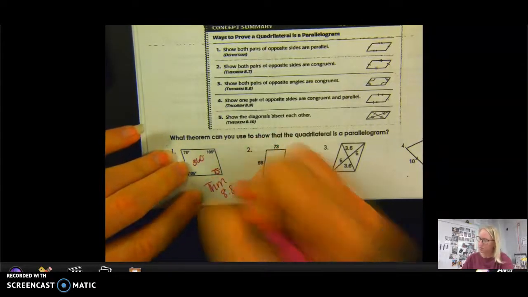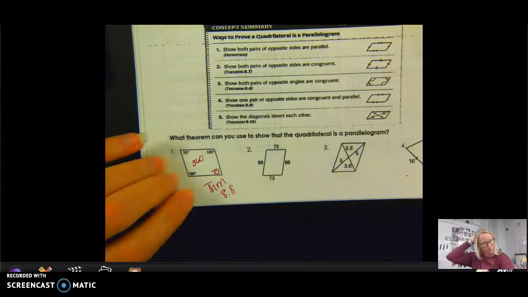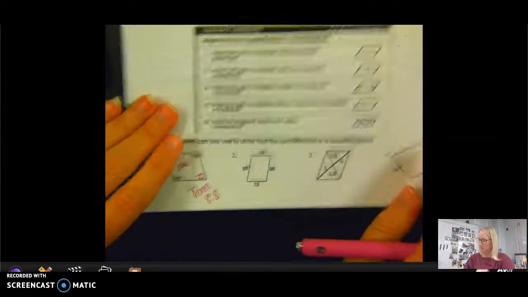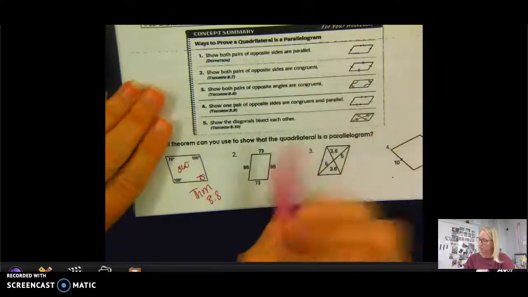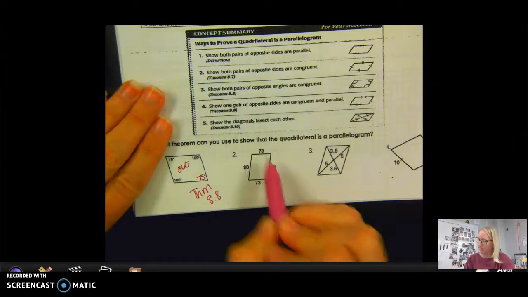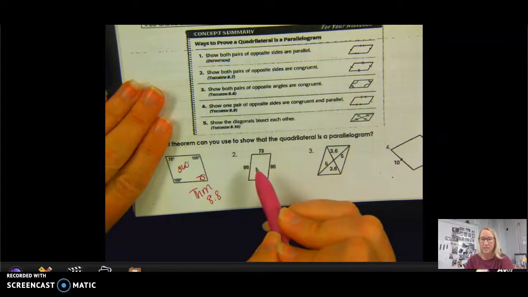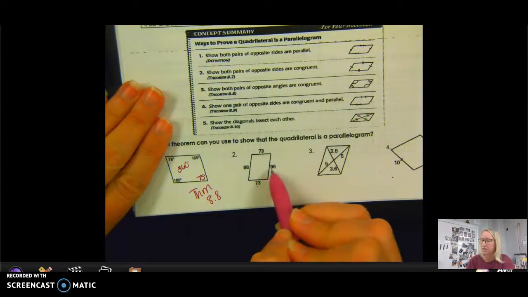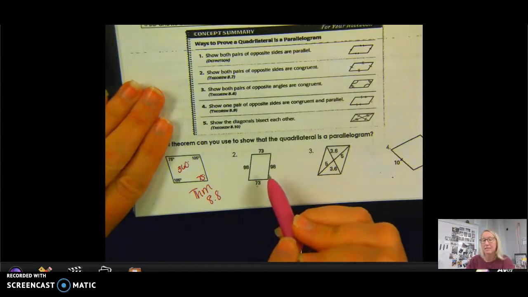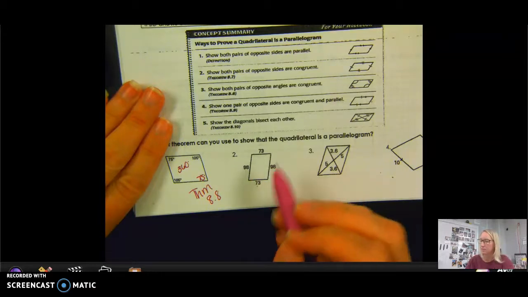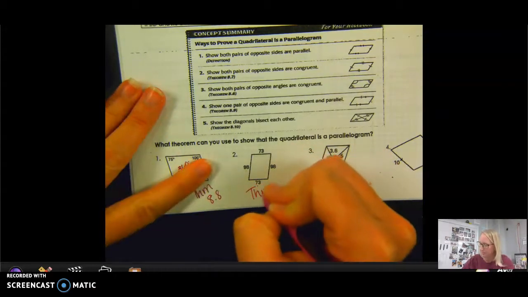So go ahead and pause me and try 2, 3, and 4 on your own. Unpause me when you're done. All right, number 2. This one is saying that 98, 98, 73, 73 opposite sides are... they're not parallel. It doesn't tell us that, but it does tell us they are congruent, which in turn makes them parallel also because it makes it a parallelogram. So this would be theorem 8.7.